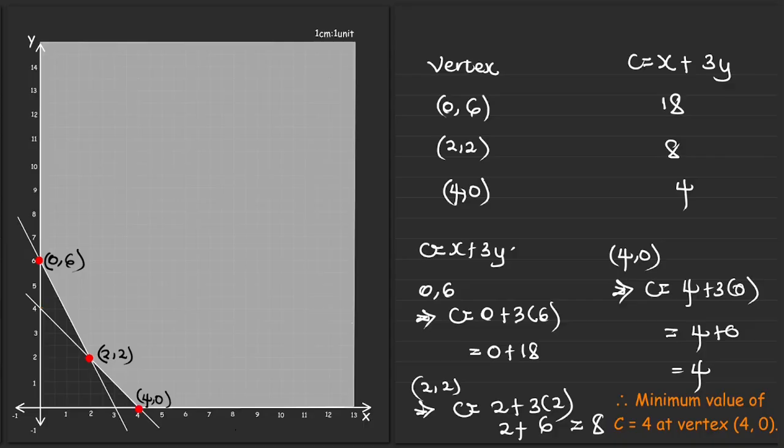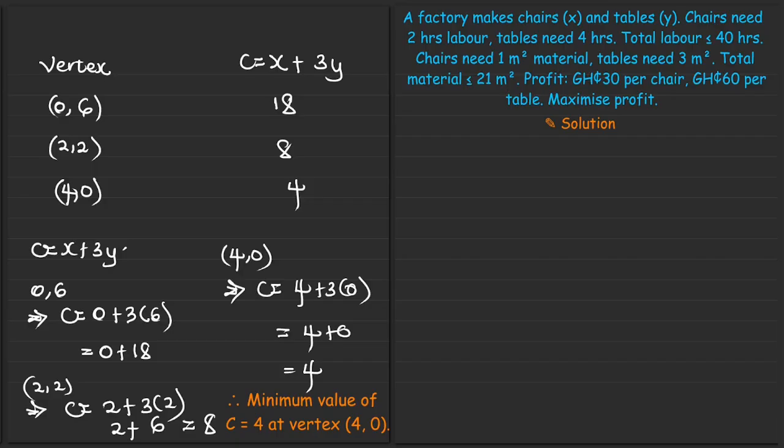Now we'll solve our last question, which is going to be a word problem. You see how we can apply this in real life scenarios. So our last question says a factory makes chairs and tables. Chairs need 2 hours labor and tables need 4 hours labor. Total labor is less than or equal to 40 hours. Chairs need 1 meter squared material and tables need 3 meter squared material. The total material should be less than or equal to 21 meter squared.